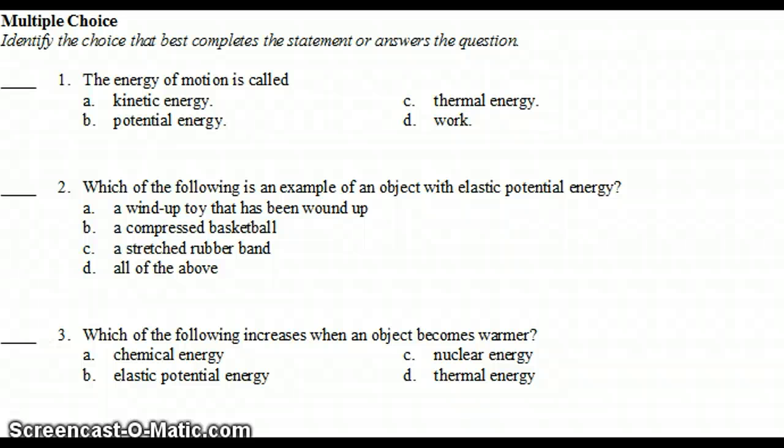Number 1, energy test. The energy of motion is called A, kinetic energy, B, potential energy, C, thermal energy, or D, work. Number 2, which of the following is an example of an object with elastic potential energy? A, a wind-up toy that has been wound up, B, a compressed basketball, C, a stretched rubber band, or D, all of the above. Number 3, which of the following increases when an object becomes warmer? A, chemical energy, B, elastic potential energy, or C, thermal energy.